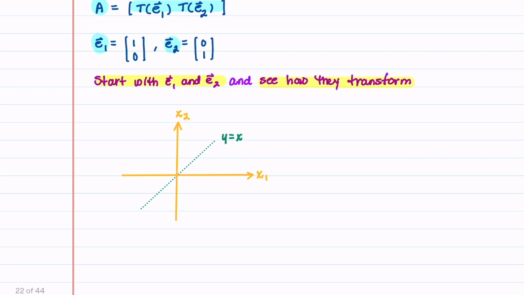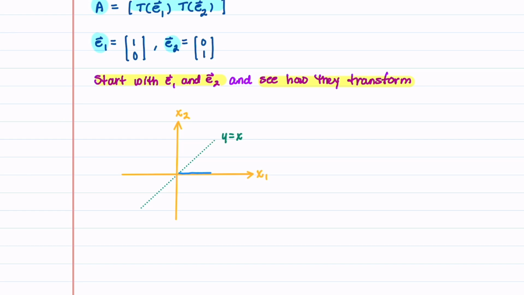I went ahead and gave us a graph to start. And what we're going to do is begin with E1 and E2, so I'm going to go ahead and plot those. E1 is 1, 0, so I'm going to put that right here, and we're going to call this E1. And then E2 is 0, 1, and we're going to put that right here.